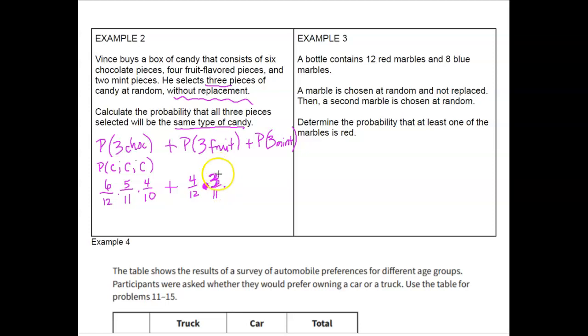And then on my third try, I've got 2 fruit pieces in my hand, so 2 out of 10.